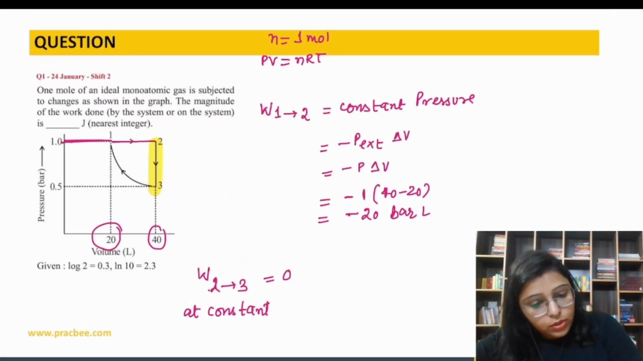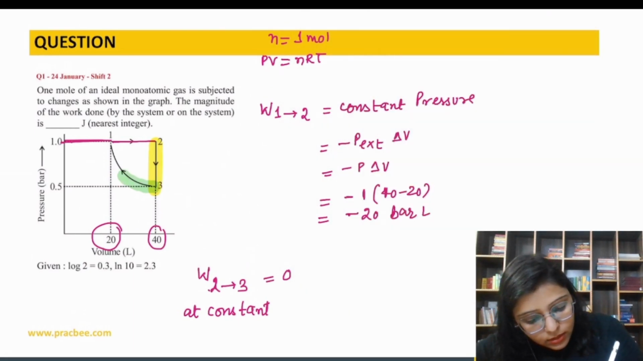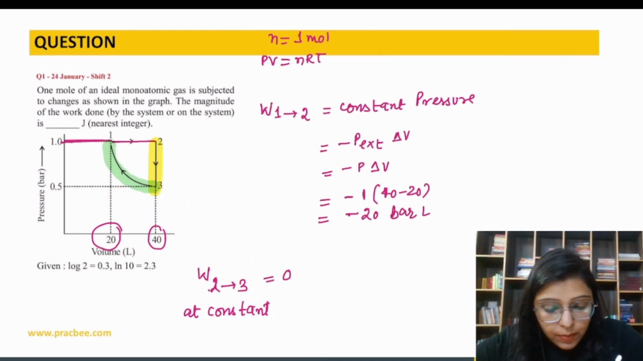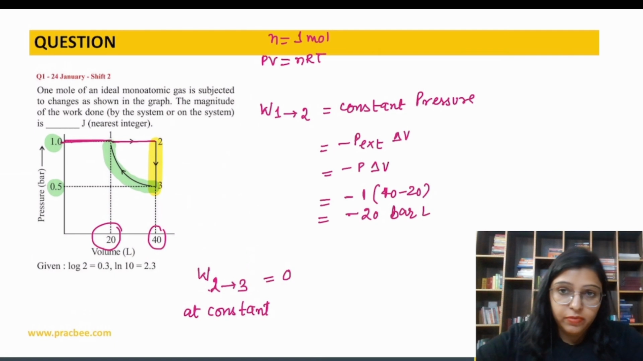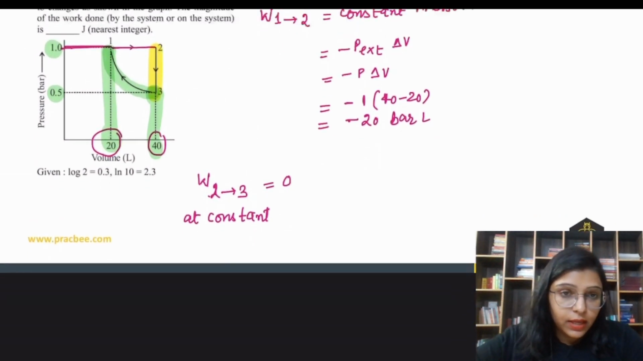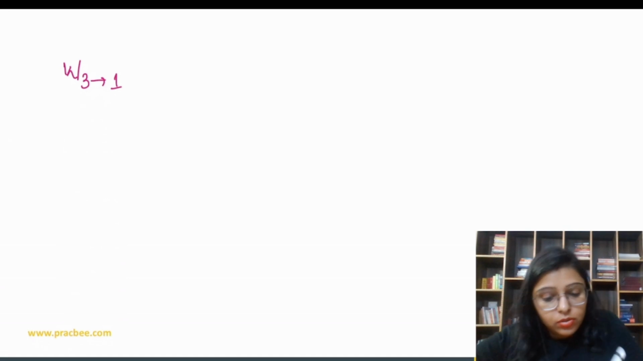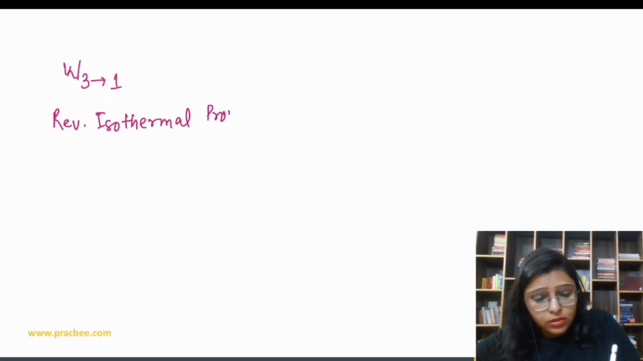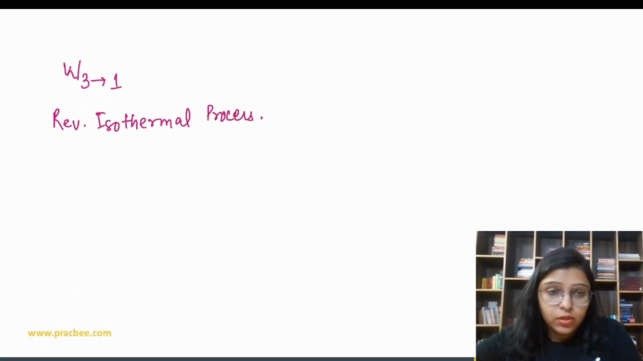So just see the 3 to 1 process. So the pressure changes very little. Here pressure is 1 and here pressure is 0.5. Initial volume is 40 and final volume is 20. So what we can say there is that, as the pressure changes very little, this is a reversible isothermal process.